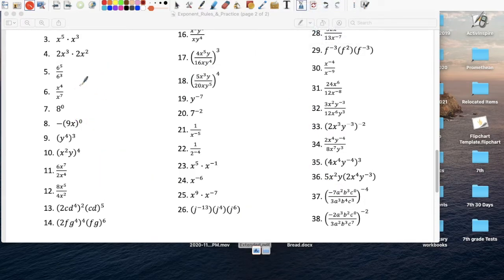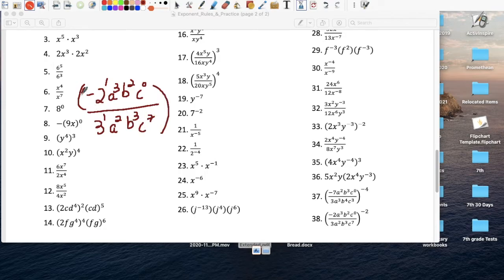Last one, -2 to the 1st power, a to the 3rd, b to the 2nd, c to the 0 power, over 3 to the 1st power, a to the 2nd power, b to the 3rd power, and c to the 7th power. All that to the -2 power. So it's very similar to the problem we just did. So let's multiply all the exponents of each factor. So -2, so we're going to get 2 to the -2, a to the -6, because 3 times -2 is -6, b to the -4, and c to the 0, and we're going to eliminate that.